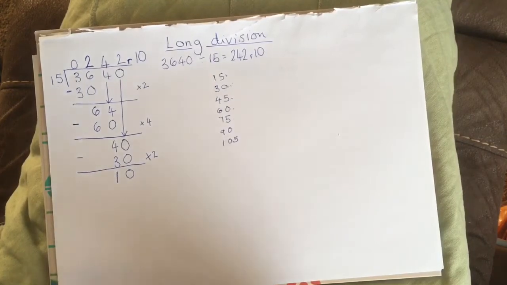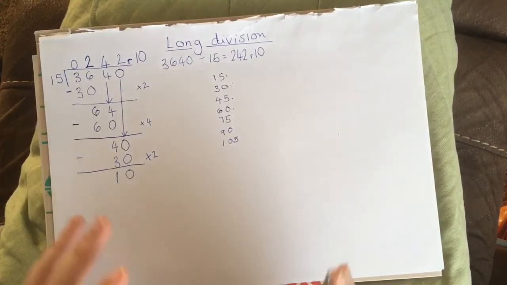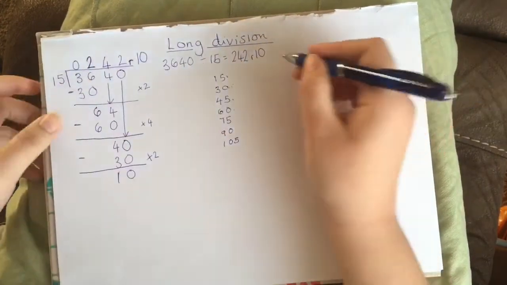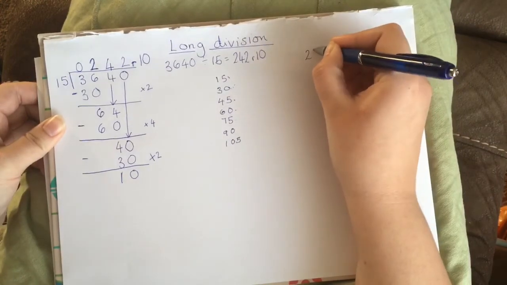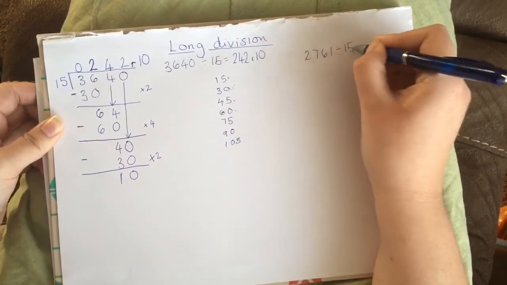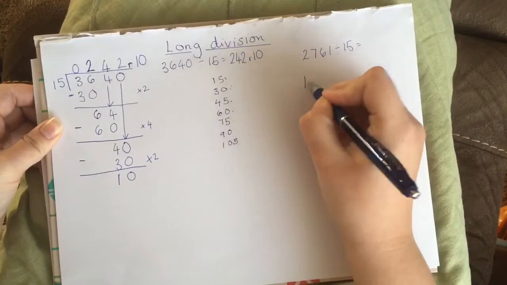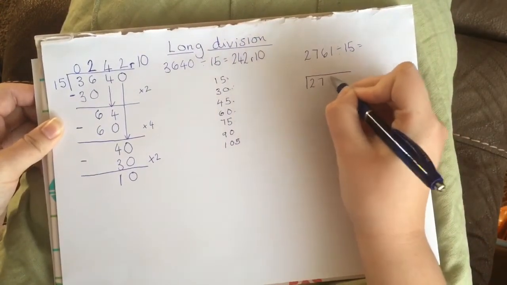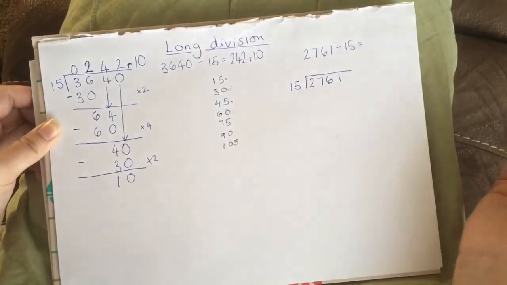Super. Now, that may have gone completely over your head, so let's have another look at it with a different number. This time I'm going to stick with the 15 times table just because I've got them written down here. So this time I'm going to do 2,761 divided by 15. Okay, so you still lay it out the same way as bus stop method. You draw your bus stop, your big number goes in the middle, and then the number you're dividing by goes on the outside.